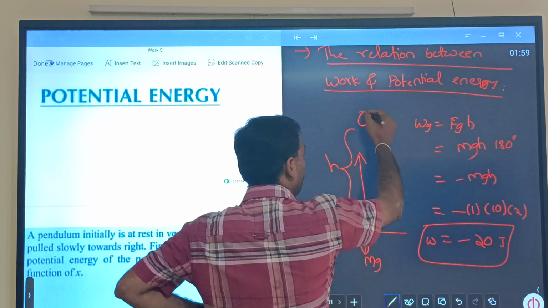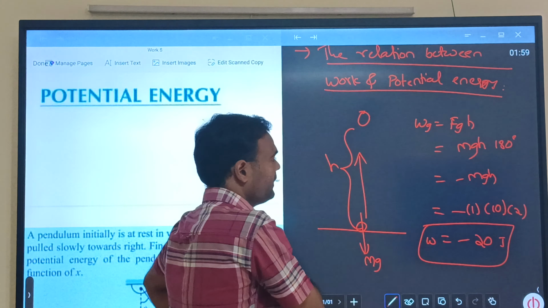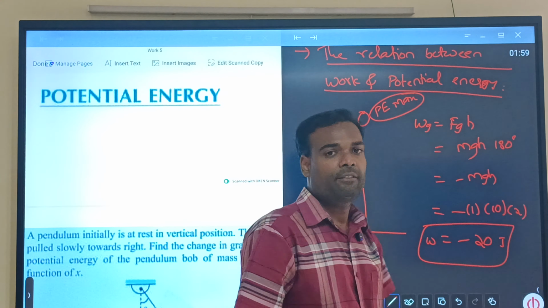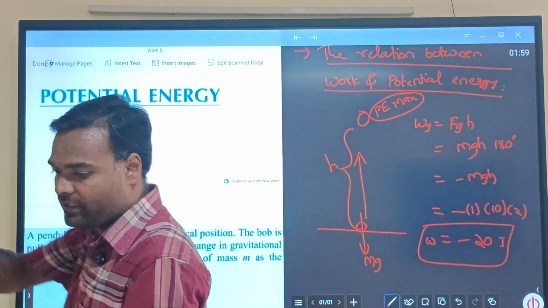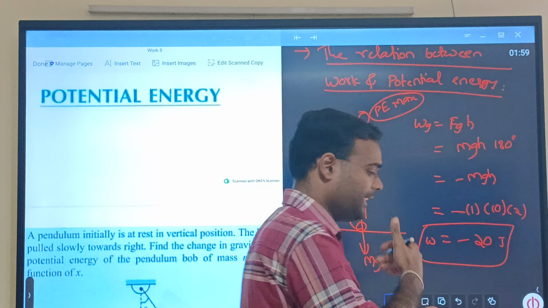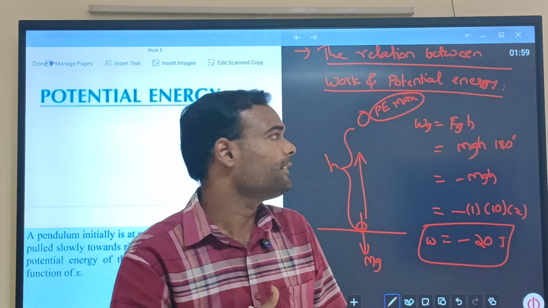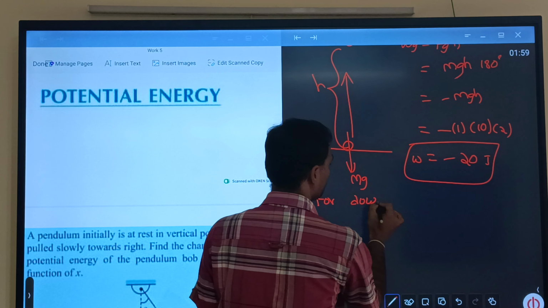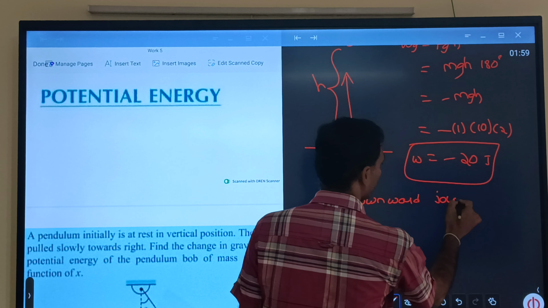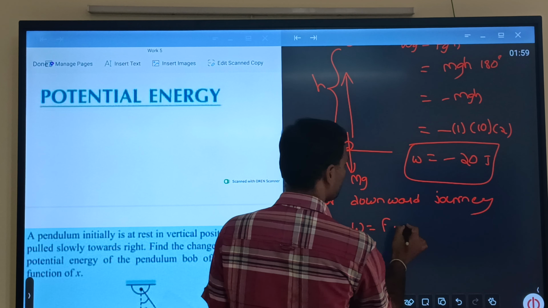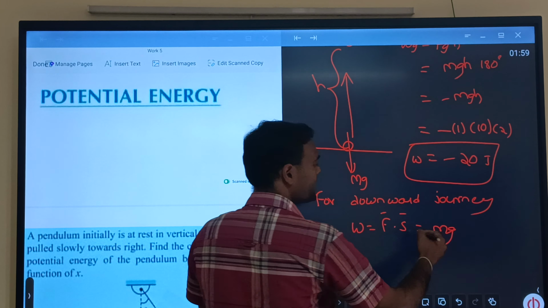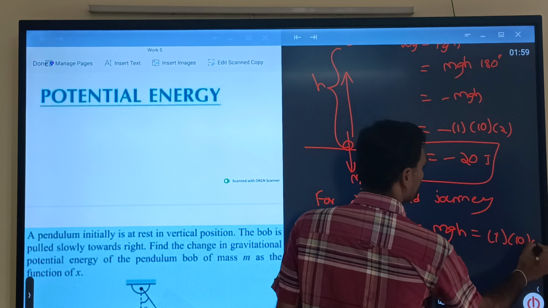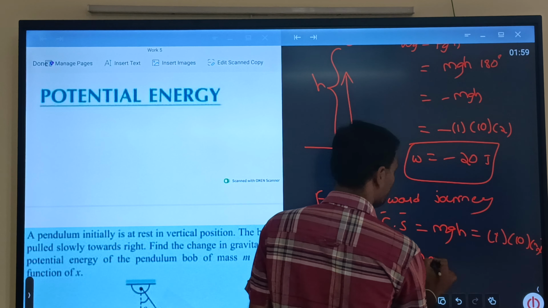Now at this point, the object's kinetic energy is zero and potential energy is maximum. When kinetic energy is zero, potential energy is maximum, and the work done by gravity is stored in the system as that energy. Suppose for the downward journey, the work done is equal to force times displacement. mg is in the downward direction, displacement is also in the downward direction, and here 1 × 10 × 2 meters, so the work done is equal to plus 20 joules.